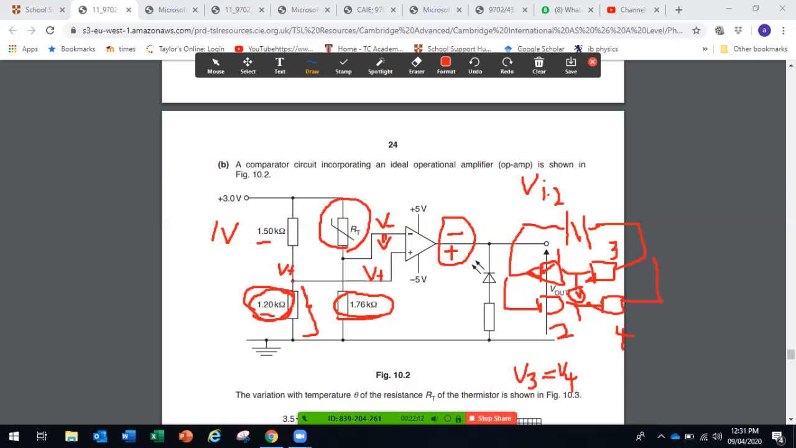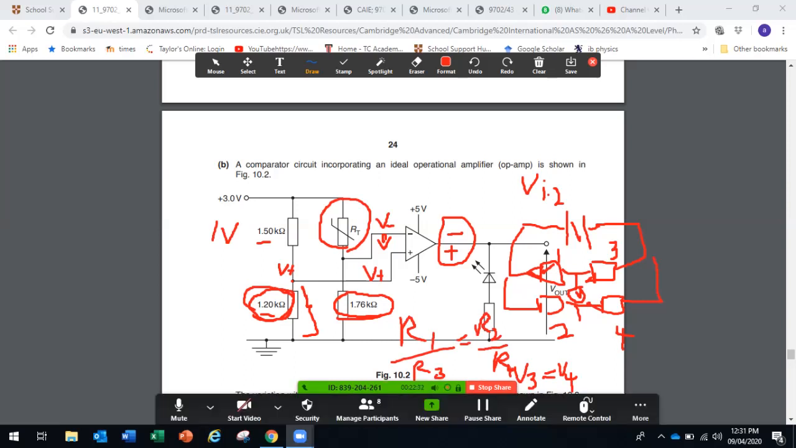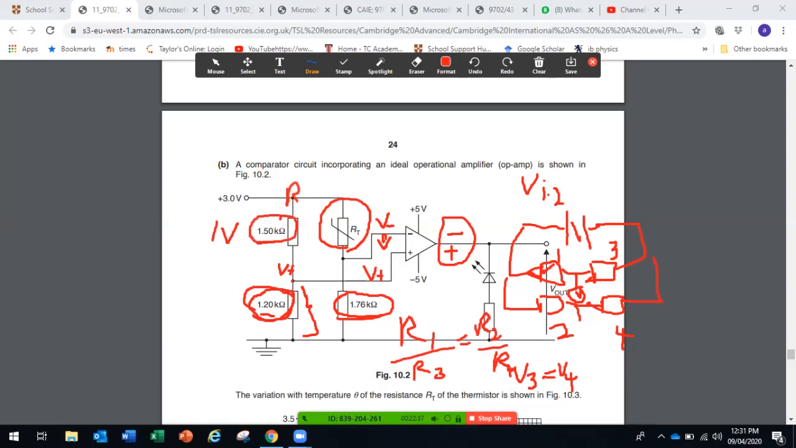So what do you do? This is the potentiometer. You follow this formula: R1 over R3 must be equal to R2 over R4. Right. So R1 over R3, sir. Why? The ratio of the resistances. So okay, R1, R3 is here. This 1.5 is your R1. Yeah. Your 1.2 is your R3. R2, R3, yeah.